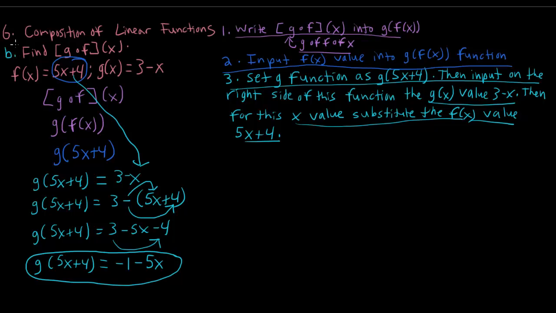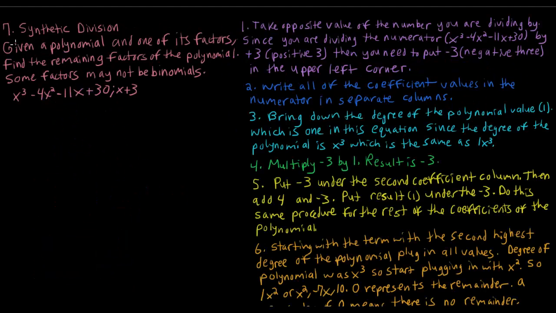7. Synthetic division. Given a polynomial and one of its factors, find the remaining factors of the polynomial. Some factors may not be binomials. Right here we have x to the third minus 4x squared minus 11x plus 30, and that's divided by x plus 3. So step 1, we want to take the opposite value of the number you're dividing by. In this case we're dividing by x plus 3, so you want to take the opposite value of 3, which is negative 3, just like it says.